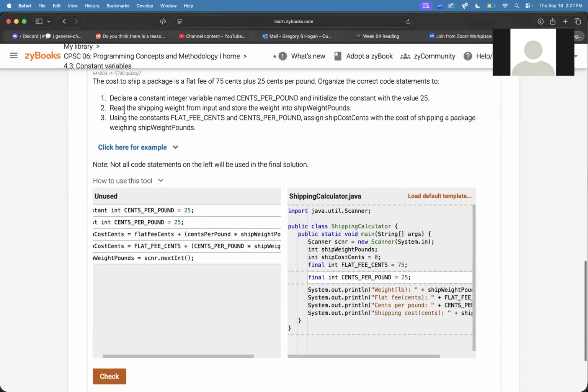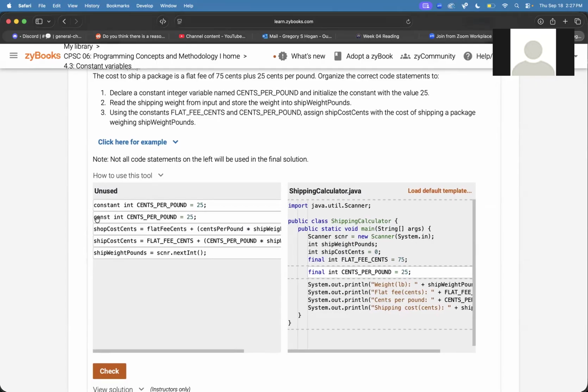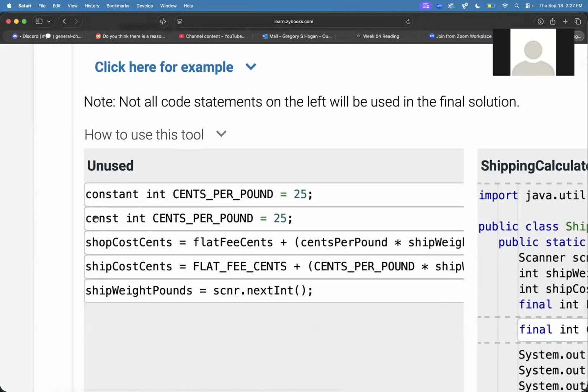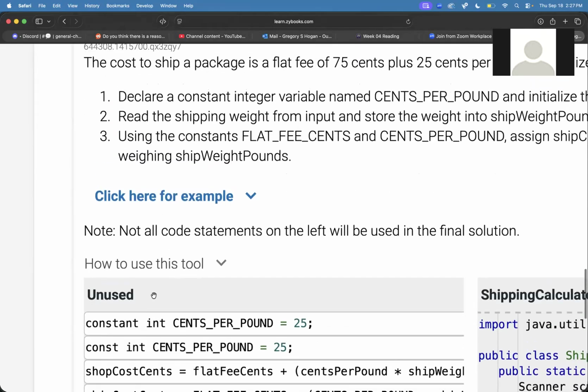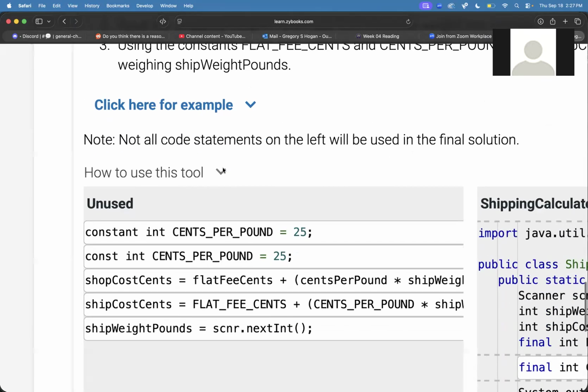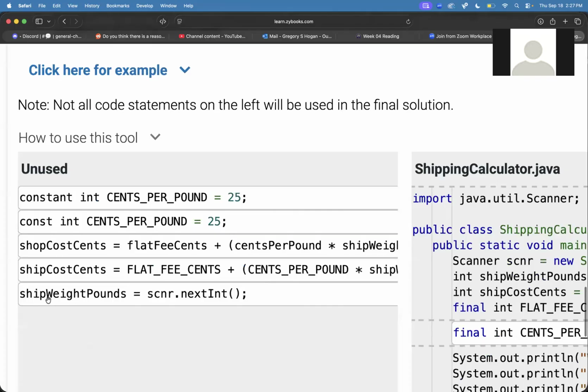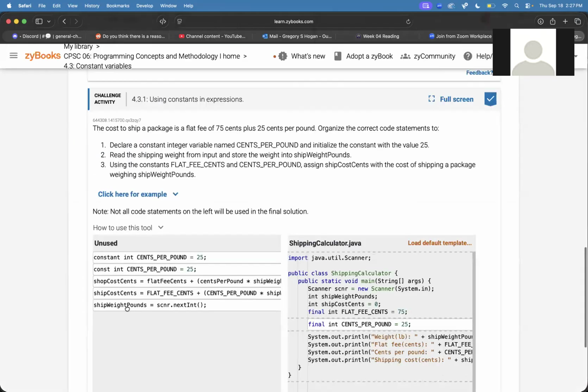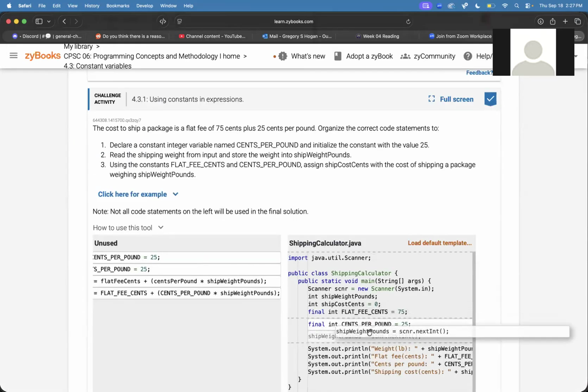Cool. Read the shipping weight from the input and store the weight into ship weight pounds. So we're storing something in ship weight pounds, so we look for that. It's not the top 2, right? Those are constants, ship cost cents and ship weight pounds. So read the shipping weight, that's this last one. So you drag that over here, but under, right? Because we're doing these things in order.